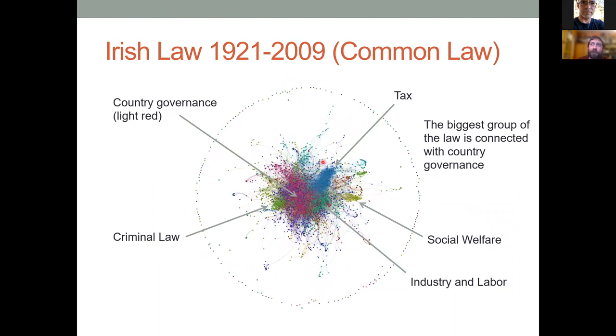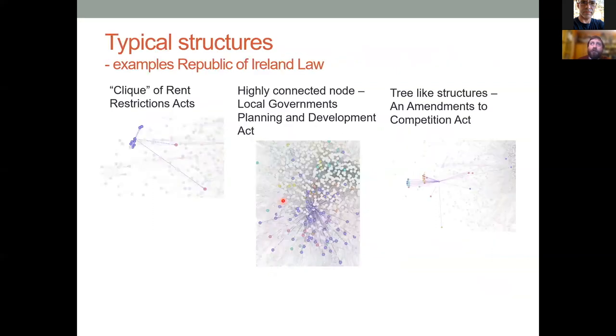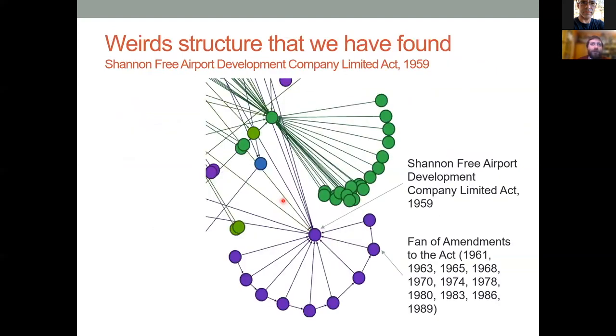So tax law is quite a big one. Social welfare, industry, and labor are detached, but social, industry and labor, and country governance are quite close to tax. Criminal law is somewhere far away from the tax. So there are certain structures that might appear, which are highly connected nodes, cliques, tree-like structures, or even fan structures.